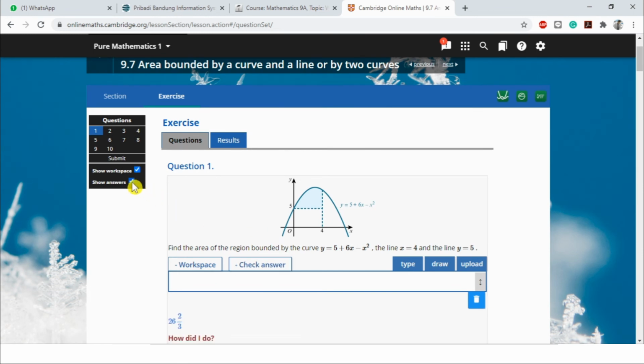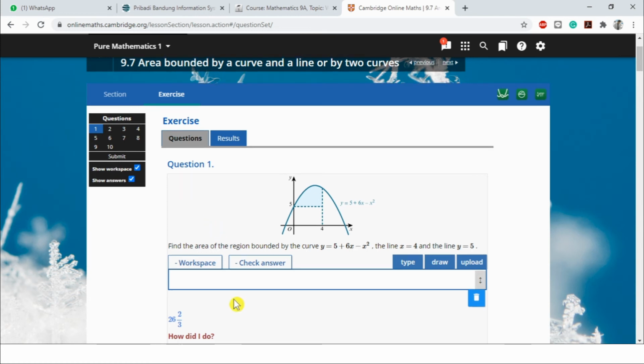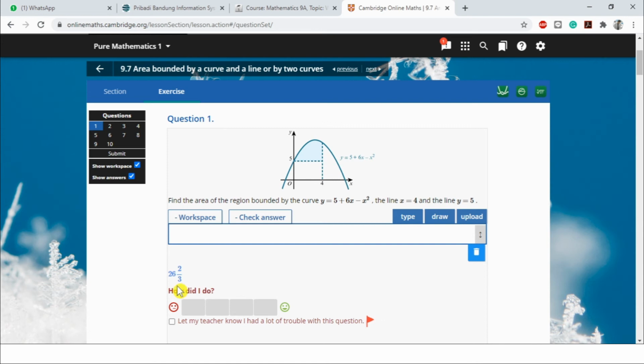Show answer. Okay, 26 times 3 plus 2 is 78, plus 2, yes, 80 over 3. That is true, the same.